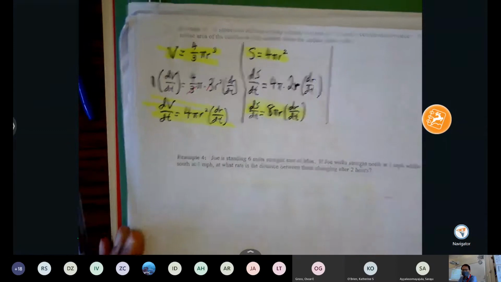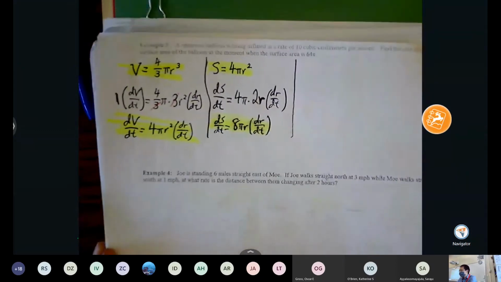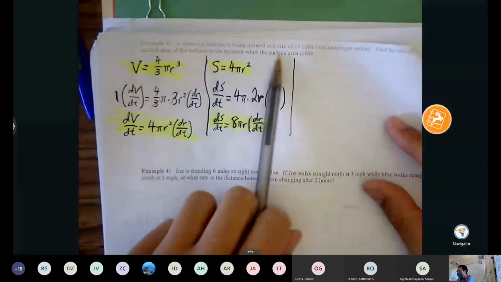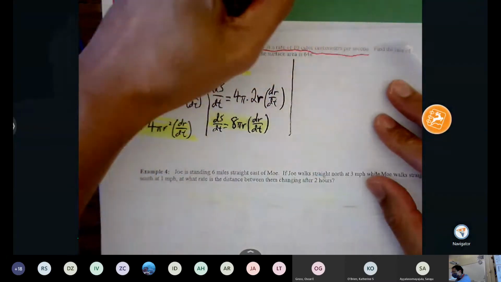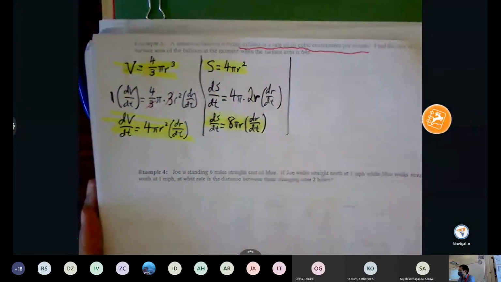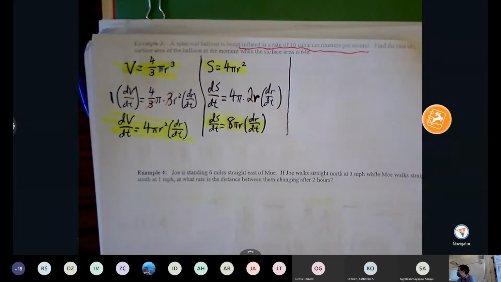All right, let's go back to the problem and see what information we can gather. A balloon is being inflated at a rate of 10 cubic centimeters per second. What can we assign that number to? What variable? Any context clues there? Volume. Okay, I think it's definitely volume related.